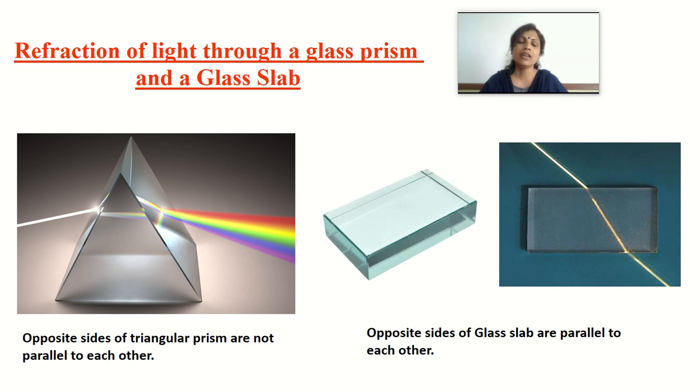Now what is the reason that we cannot see white light splitting into 7 colors through the glass slab? The reason is the opposite surfaces of the glass slab are parallel to each other. In case of the prism, the opposite surfaces of the prism are not parallel, they are inclined with some angle, and this is the main reason that we see a spectrum in case of a prism and we are not able to see a spectrum in case of a glass slab.